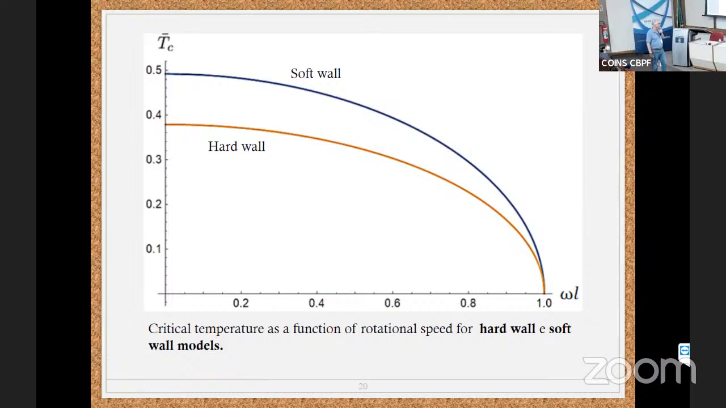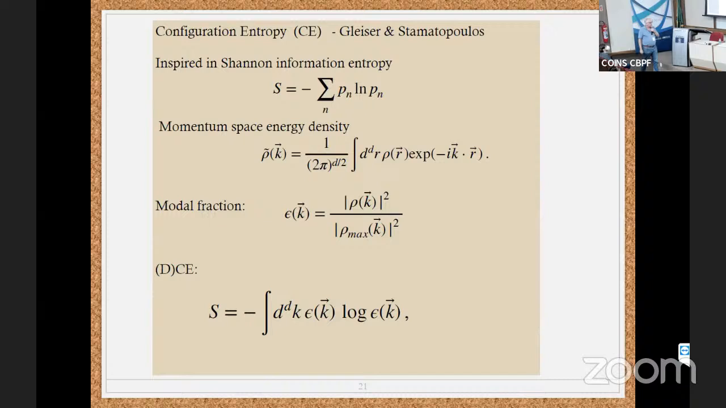Now let's talk a bit about the configuration entropy. How can we use it here to look at this process of dissociation? I will show you a new result that was surprising for me, at least, and we want to explore it more.